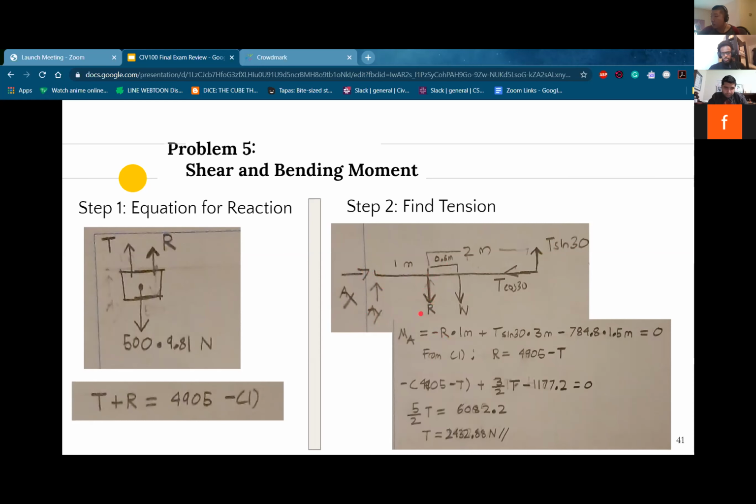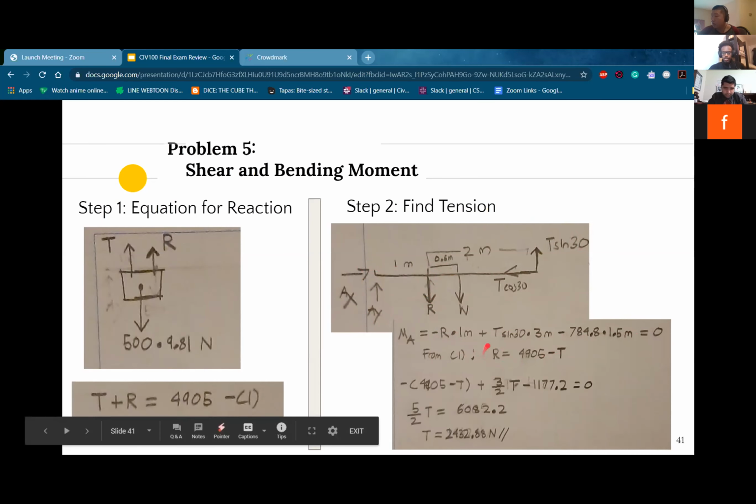And so what we'll do to solve for this is we'll get the moment at A, because everything else that is exposed by this moment is in terms of T. And so we'll have our equation here. We'll sub in the equation that we got from step 1, and we'll have everything in terms of T. And then we can solve for T, which is around 2,400.